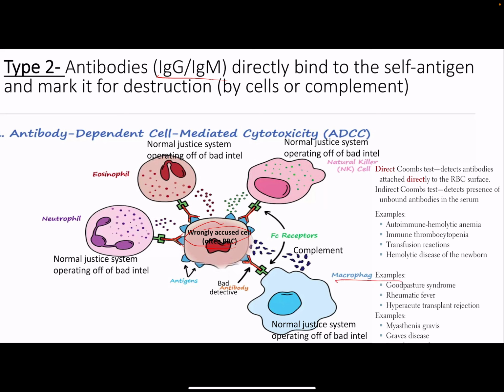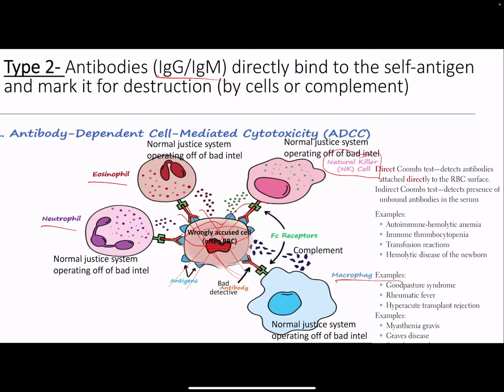And as a result, the macrophages and the neutrophils, and I'm kind of surprised to see an eosinophil because that usually responds to IgE, we mentioned, but we'll ignore that, and natural killer cells, all of these cells are going to go ahead and kick the crap out of this cell because they think it's a bad guy, but it's not really a bad guy.